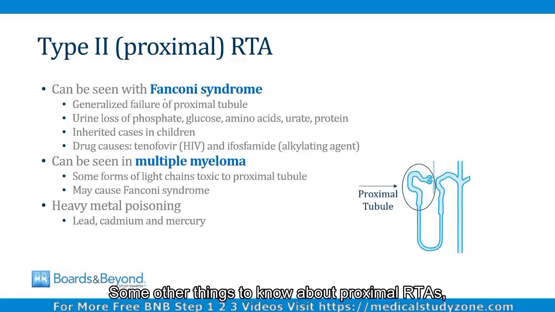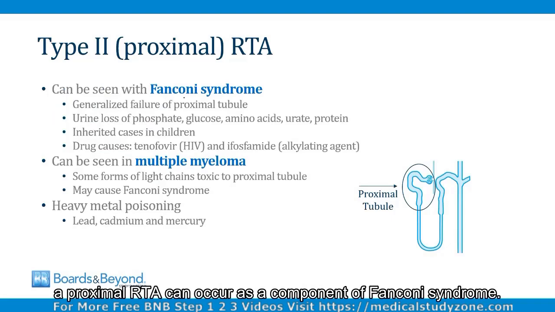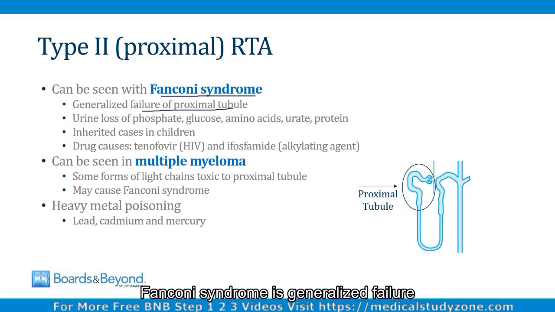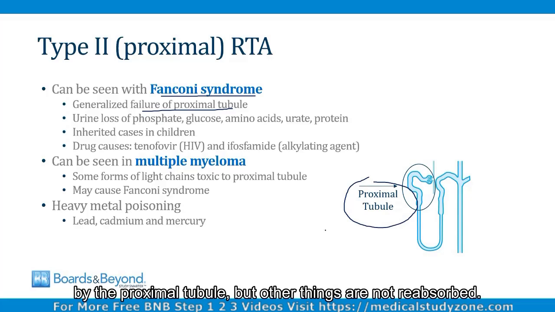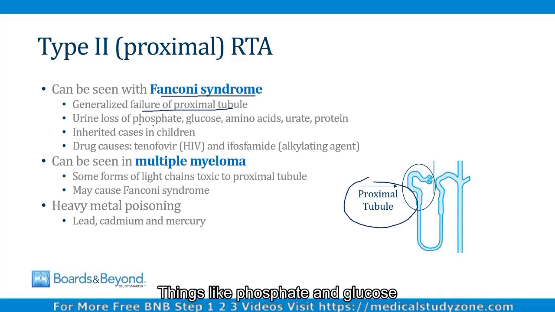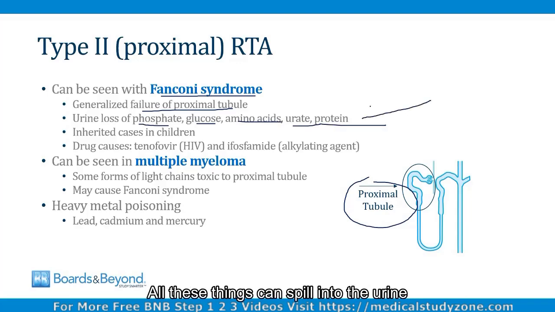Some other things to know about proximal RTAs. A proximal RTA can occur as a component of Fanconi syndrome. Fanconi syndrome is generalized failure of the proximal tubule. So in a Fanconi syndrome, not only is bicarbonate not reabsorbed as it should be by the proximal tubule, but other things are not reabsorbed. Things like phosphate and glucose and amino acids and urate and proteins. All these things can spill into the urine in someone who has Fanconi syndrome.